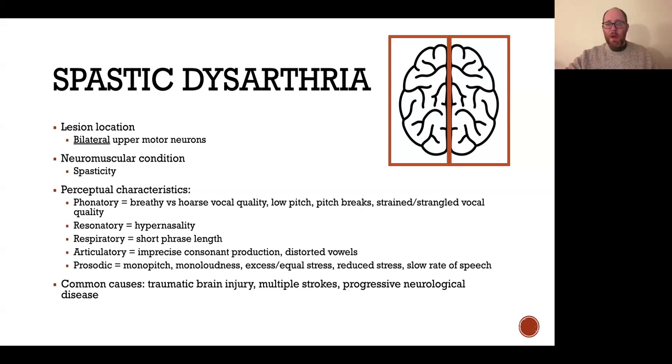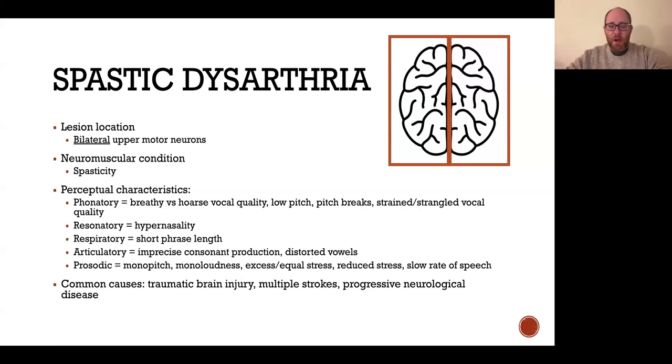With the resonatory system, they may experience hypernasality. Again, it's because the velum's not able to get up enough to block off the nasal passage, but this time it's probably because there's too much tension in those muscles. You can't really get that person to move it up. In the respiratory system, again, they might have short phrase length. In the articulatory system, they might have imprecise consonants. They might have distorted vowels if their muscles are so tight that they can't really move the articulators to where they go. That can even impact their vowels, where, if you need to have a high front vowel and their tongue is so spastic that they can't get that up, the vowel might come out as something different.